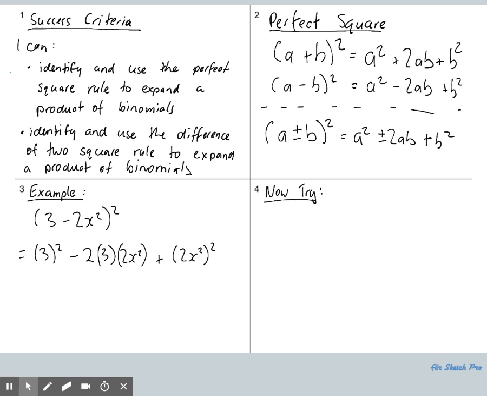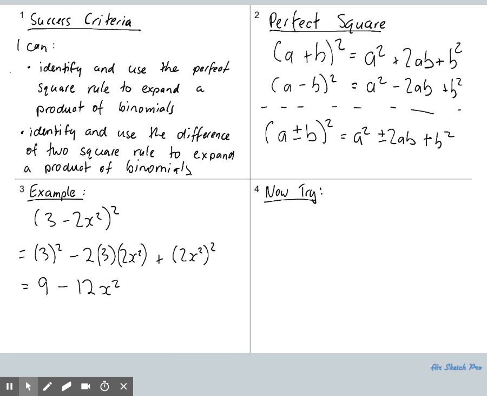Now I'll simplify. Remember, simplification is simply about going from more complex to something more basic or simple or straightforward. So in this case, I know what 3 squared is, so I can say that's equal to 9. And I can multiply these things together because they're a product. There's no distributive law. It's just look at the numbers first. 2 times 3 is 6. 6 times 2 is 12. And then I've got an x squared at the end. So it's minus 12x squared.